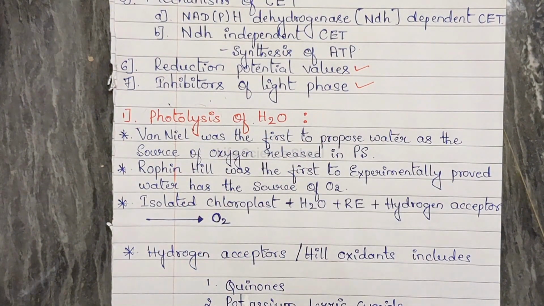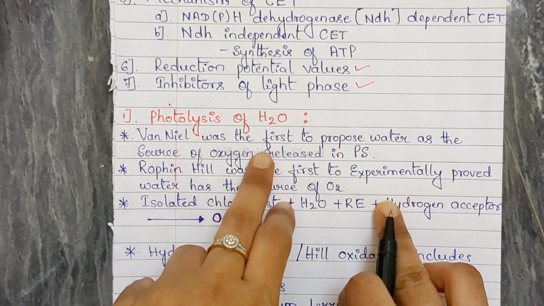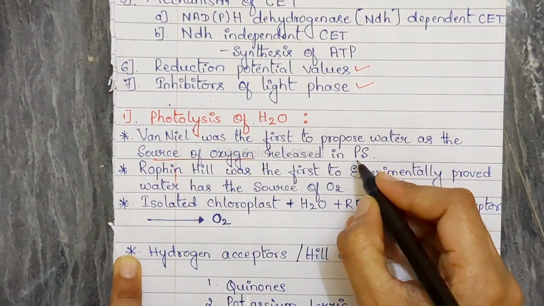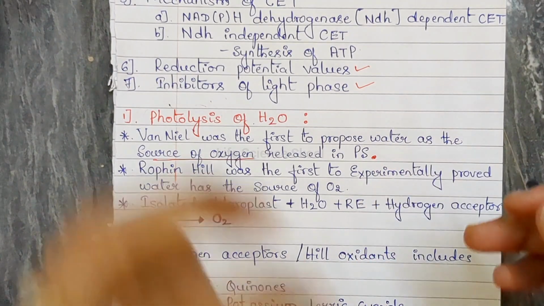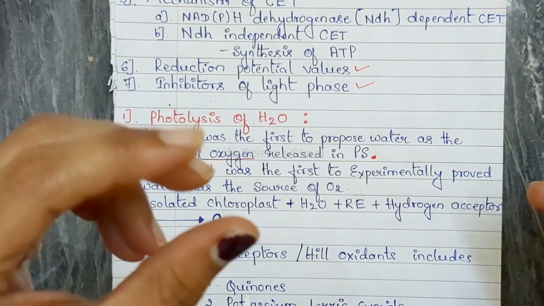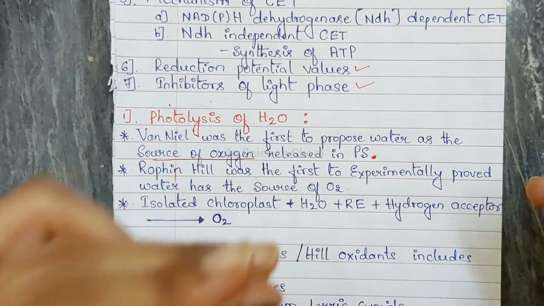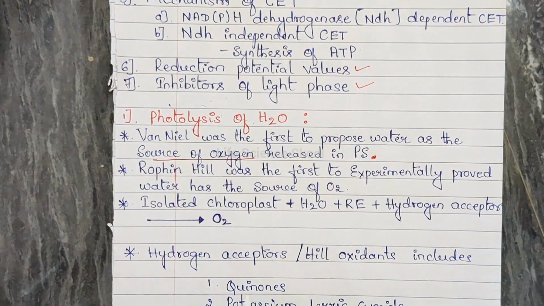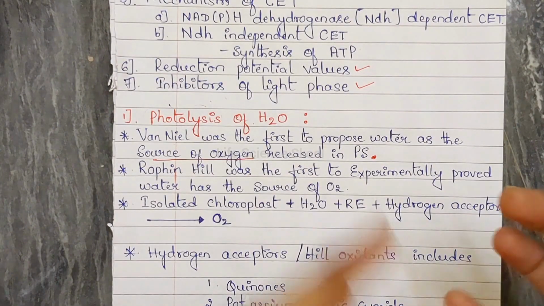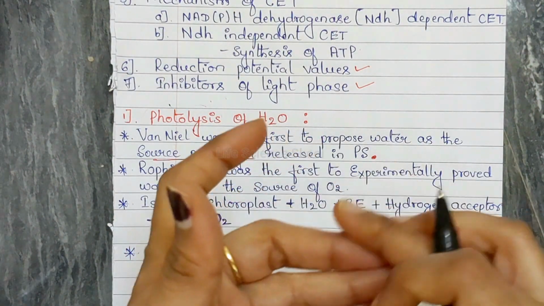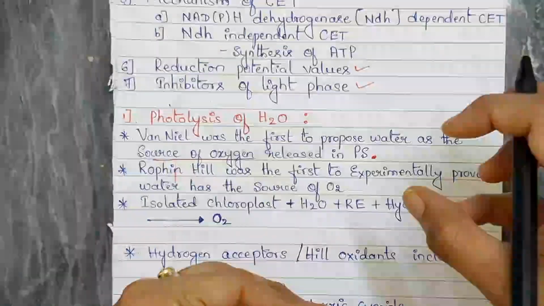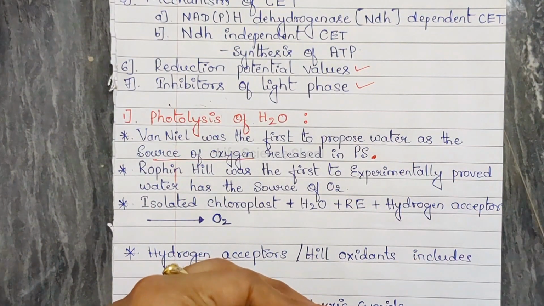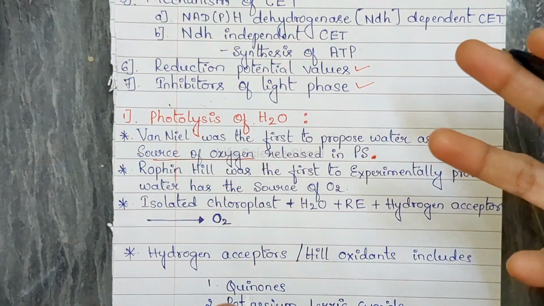There is a scientist named Van Niel, who was the first to propose water as the source of oxygen released in photosynthesis. When photosynthesis occurs, the water releases the oxygen. By photosynthesis we know that the plant absorbs carbon dioxide, water and sunlight and releases oxygen. We respire, taking in the oxygen and removing the carbon dioxide.